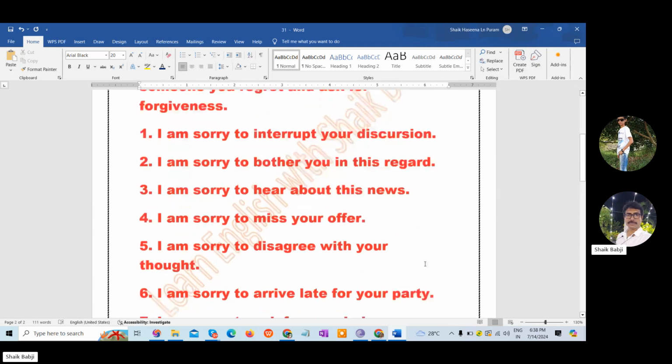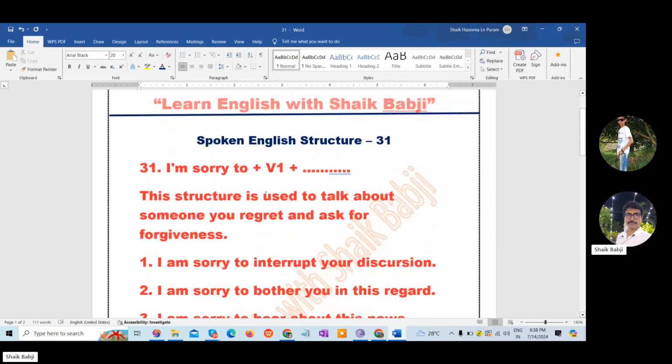Okay. So in this structure, actually this is the 31st structure. In this 31st structure, we are learning here "I am sorry to plus V1." After "I am sorry to plus V1," we have to use something. Okay. So what is this structure? This structure is used to talk about someone you regret and ask for forgiveness. Regret means here sad. Forgiveness. So regret to ask for forgiveness.